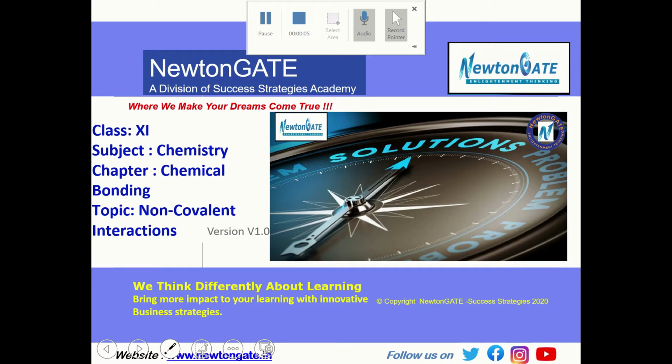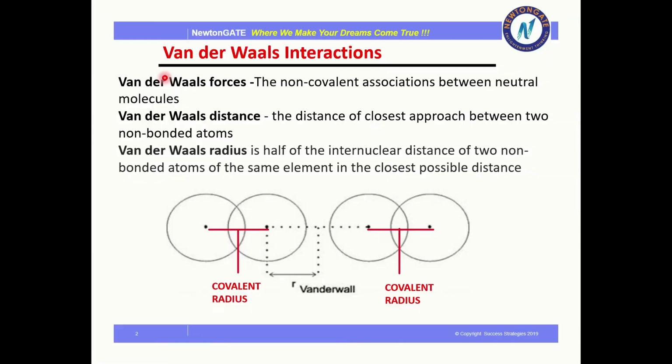This is a concept clearing video on a very important chapter of class 11 chemistry, that is chemical bonding. In this chapter we mainly read about the covalent and the ionic interactions. In this video, in this concept clearing class, we will be focusing on the non-covalent interactions, mainly the van der Waals interactions. So what are the van der Waals interactions?